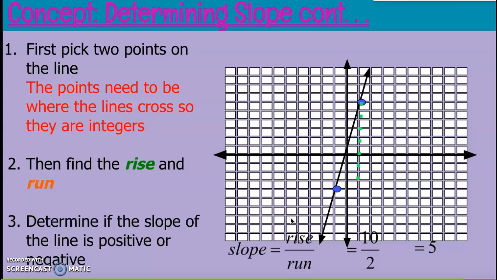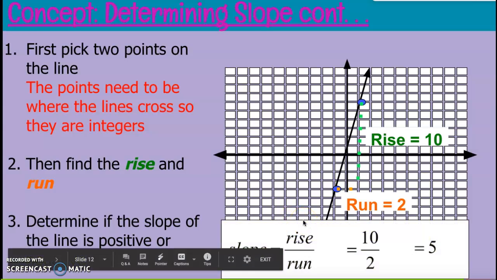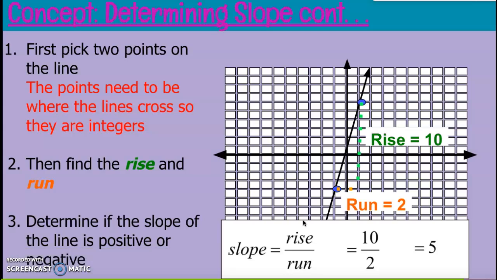Well, let's look at it. How many do we have going up? 1, 2, 3, 4, 5, 6, 7. It's a total of 10. So the rise is 10 and the run is 2. I'll put that rise over run, and it's 10 over 2. And 10 over 2 simplifies to 5.